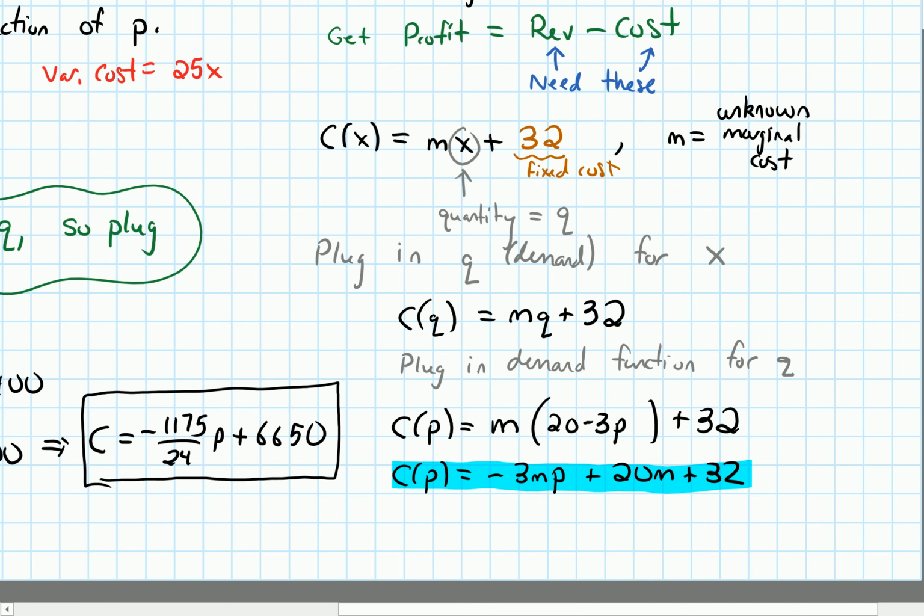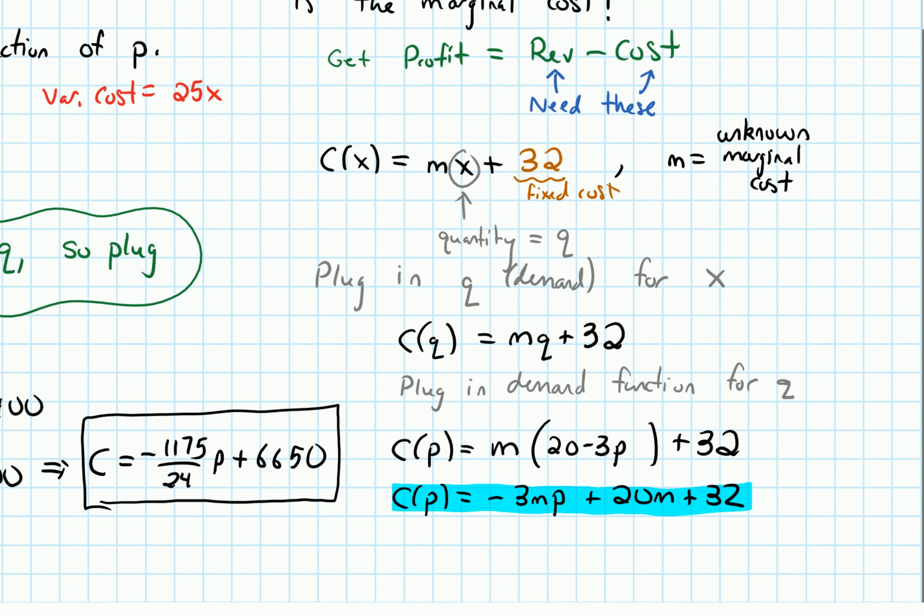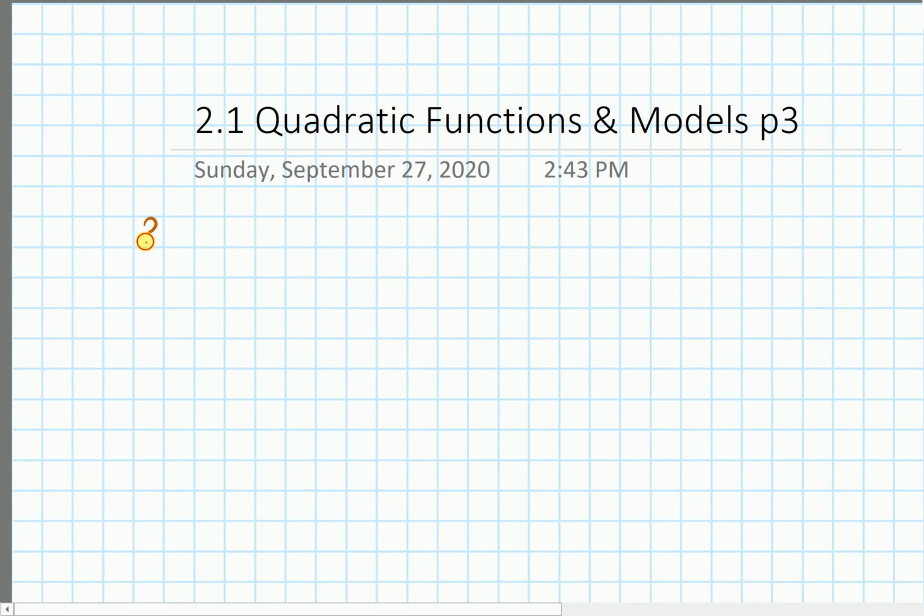We need the cost. Now let's go ahead and get the revenue. All right, so actually before I do that, let me just outline my work a little bit more. So here we are getting the cost. And now let's go ahead and get the revenue. All right, so let us get the revenue now.